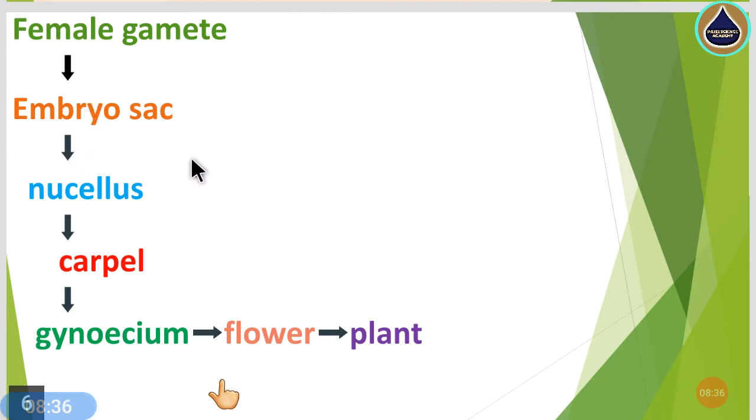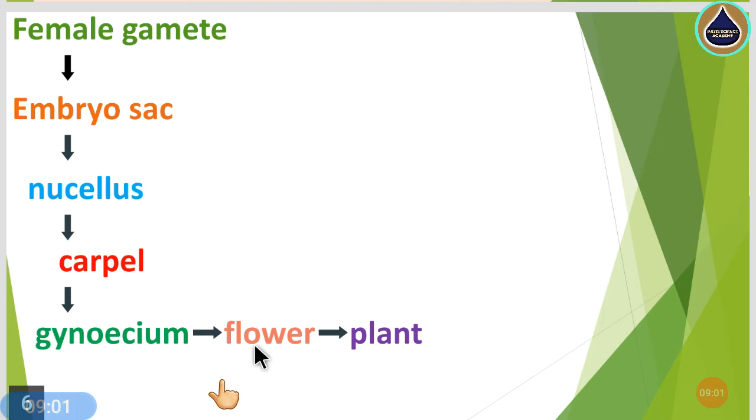This female gamete is formed in the embryo sac, and embryo sac is found in the nucellus, and nucellus is the part of the carpel, and carpel is the single unit or single member of the gynoecium. Gynoecium is the female reproductive whorl of the flower, and flower is the part of the plant. So I hope it is clear in your mind. Let's see one more time.